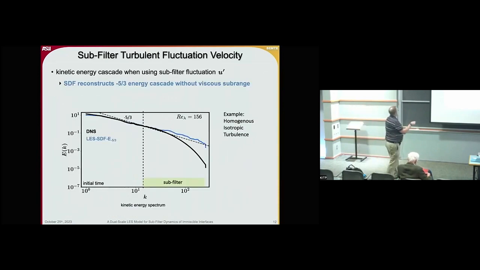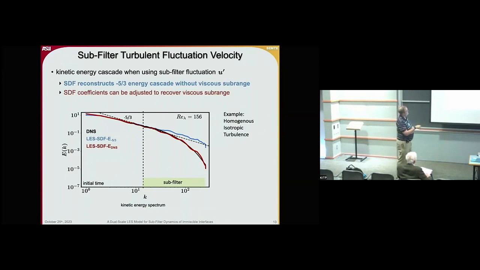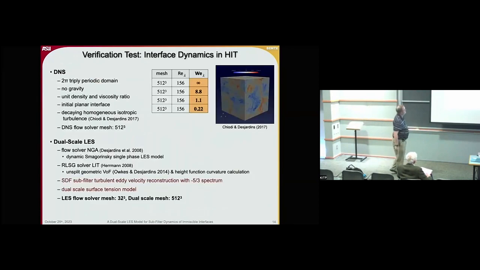If you do this with the SDF method, here is an example, homogeneous isotropic turbulence. Here is our filter scale, DNS in the black line. If we have the LES cutoff scale here, and we use that SDF reconstruction, you get a negative 5/3 energy cascade without any viscous subrange. But you can get the viscous subrange, this impact here, if you adjust the coefficients in the spectral enrichment on the fly. So I'm going to show you results with both of these in a second.